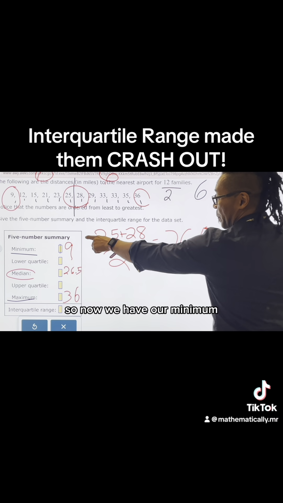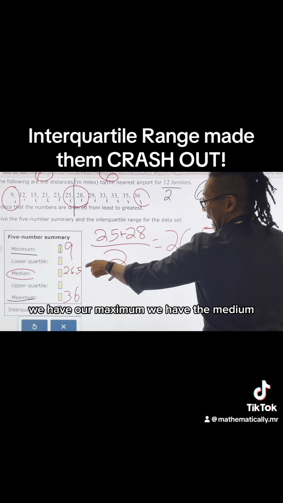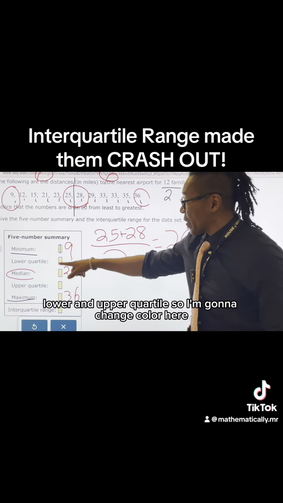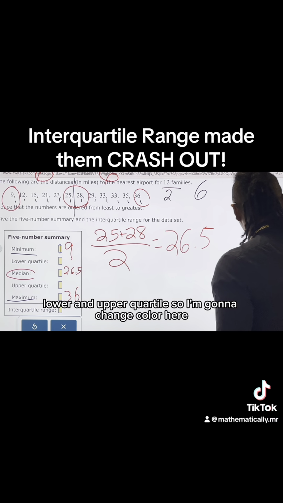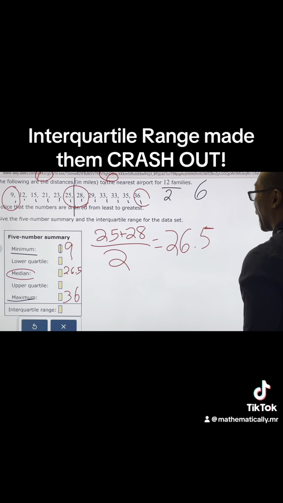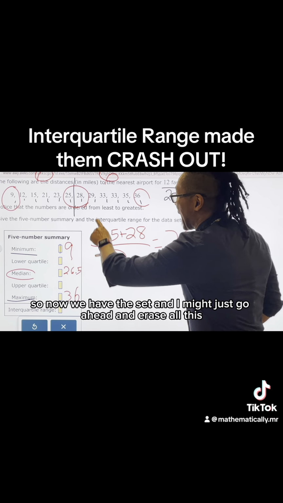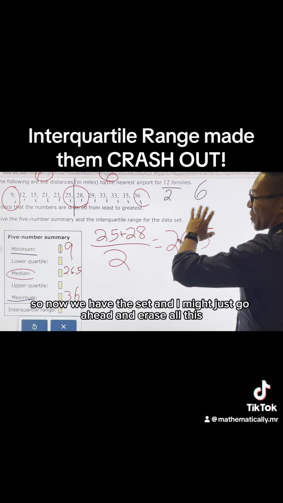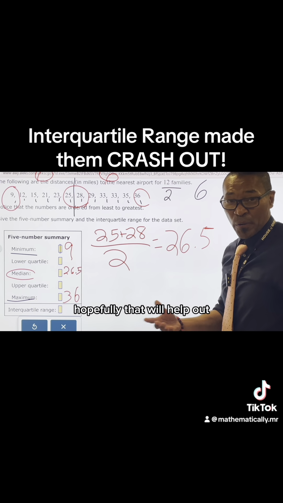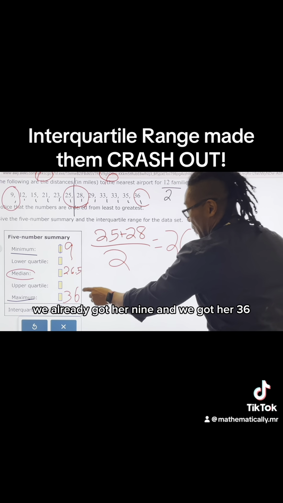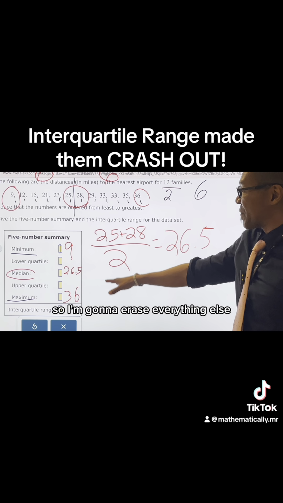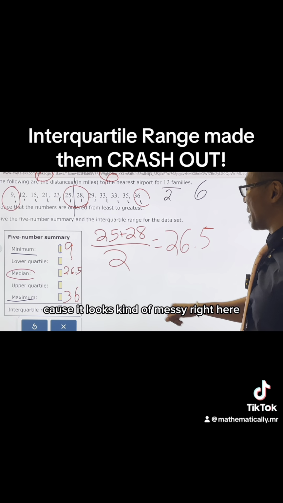So now we have our minimum, our maximum, and our median. Next are the lower and upper quartile. I'm going to change color here. Now we have this set, and I might just go ahead and erase all this. Hopefully that will help out. We already got our 9 and our 36. I'm going to erase everything else because it looks kind of messy right here.